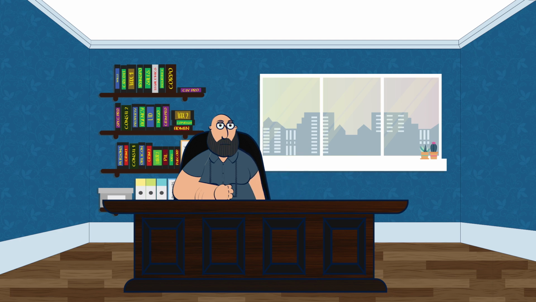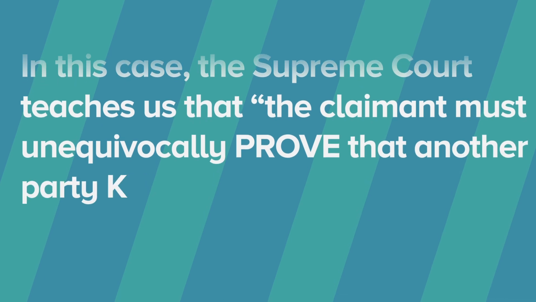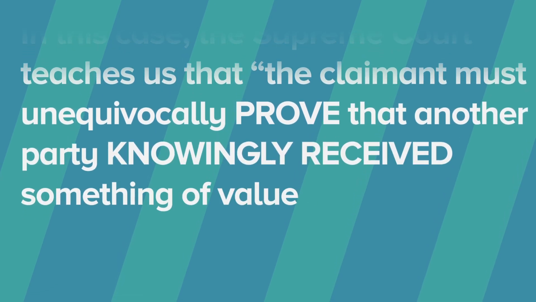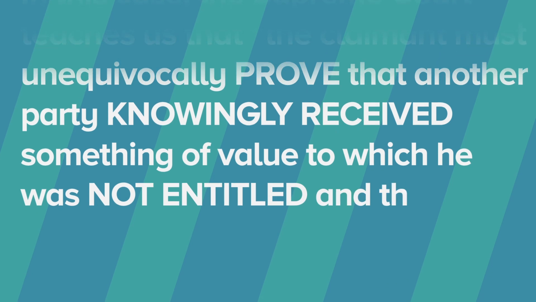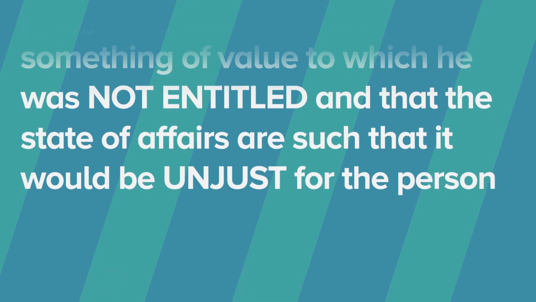Pagdating naman sa Supreme Court, kapatid, inilaban ng Philab na dapat bayaran ng UP ang 703,000 pesos nila. Kung hindi daw nila babayaran, giit ng Philab ay magkakaroon ng situation ng unjust enrichment, magkakaroon ng laboratory furniture ang UP. Pero kawalan ito sa Philab. In this case, the Supreme Court teaches us that the claimant must unequivocally prove that another party knowingly received something of value to which he was not entitled, and the state of affairs are such that it would be unjust for the person to keep the benefit.